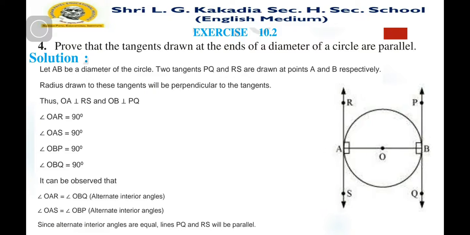We have just studied in 9th standard that if two lines are given and one transversal intersects both the lines at two distinct points, and if the alternate angles are equal or the corresponding angles are equal, then we can easily say that these two lines are parallel to each other. So using that method we can easily solve this.